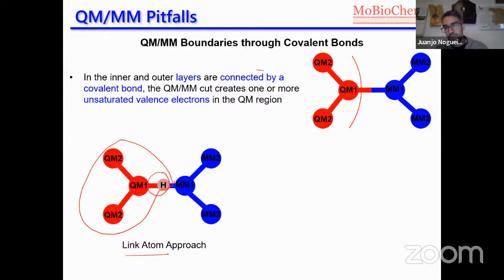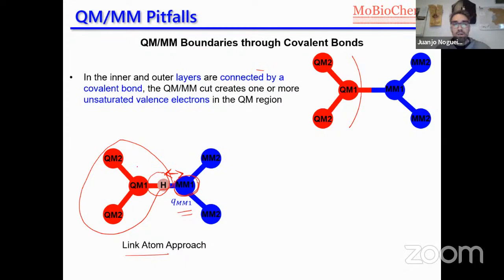The problem is we have this classical atom very close, right? And this atom is likely charged. So you have here a partial charge, right? So you are going to have an unrealistic, very strong interaction between this charge and the link atom that we are introducing, this hydrogen atom.